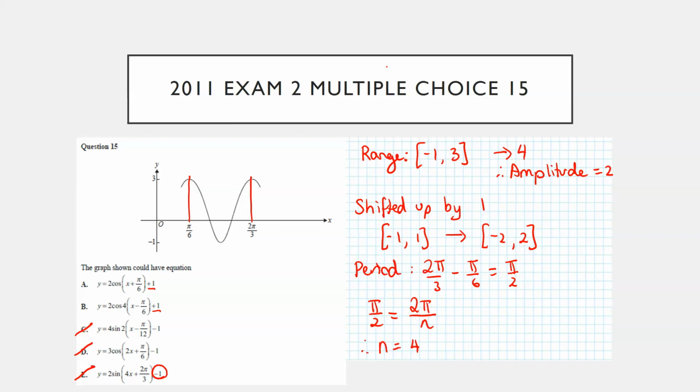So looking at my options here, my answer must be B, since the period for A is 1. So I can cross out A. So therefore, my answer is B. Now, lastly, I could check to see what's going on with the translation. So we have a cos graph here and a translation of pi on 6. So indeed, B is the correct answer. Now, only 67% of students got that one correct.